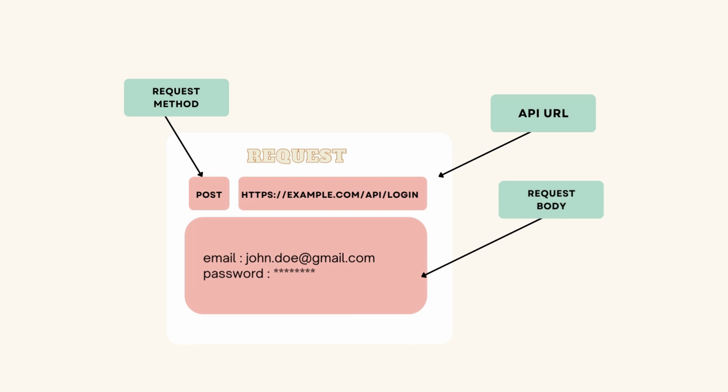For the sake of simplicity, we will only show three components of what an API request looks like. The first thing we have is the API URL. You can think of it as the address of this API. So where should this request be sent to be validated? And here you can see it's example.com/API/login.